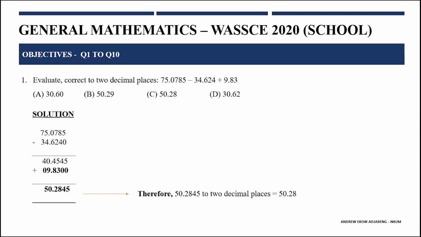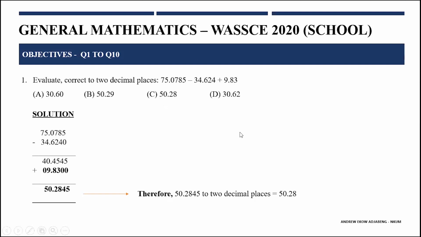Therefore, our answer 50.2845 is not the final answer. So we need to convert that to two decimal places. The first decimal place starts after the point. So the first value after the point is two. The next one is eight. Then you make that conversion from the place value you are converting from, so in this case, the second place value. The next one is four. We make the conversion from there. Since four is below five, we add zero. And so our final answer becomes 50.28, which is answer C in question one.